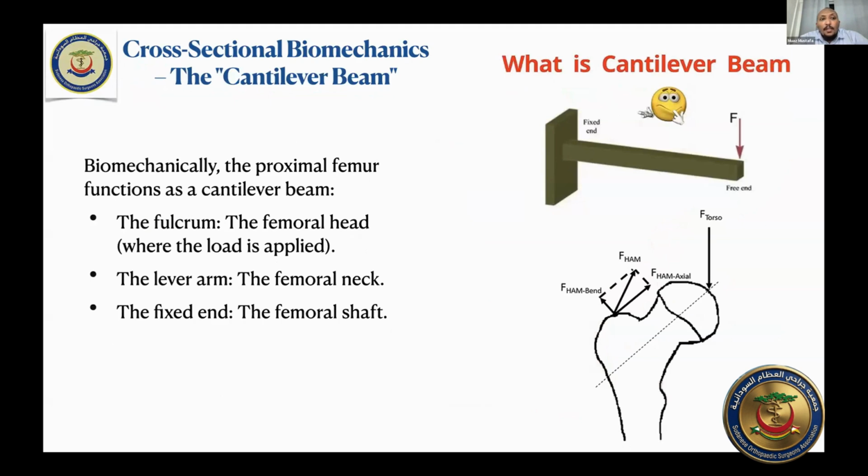The proximal femur functions biomechanically as a cantilever beam. The femoral head represents the fulcrum where the load is applied, which represents body weight. The femoral neck represents the lever arm, and the femoral shaft represents the fixed point.